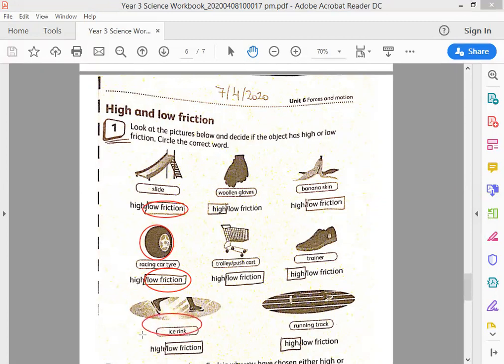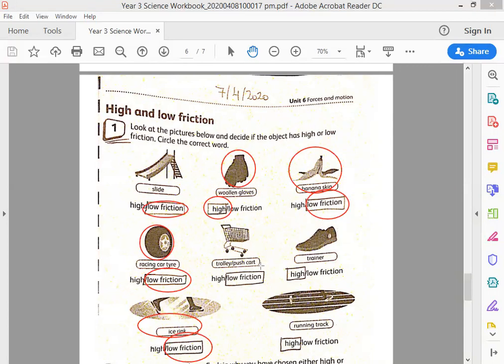What do you think about the ice rink? Here is someone skating. Of course, he needs low friction so he can move easily on the snow. Okay, woolen gloves, of course, they will have high friction because they have a rough surface. What do you think about banana skin? Did you see any time while watching your cartoon someone throw a banana skin and the other one coming backward to him and slipping on the floor? Yes, banana skin is slippery because it has low friction.